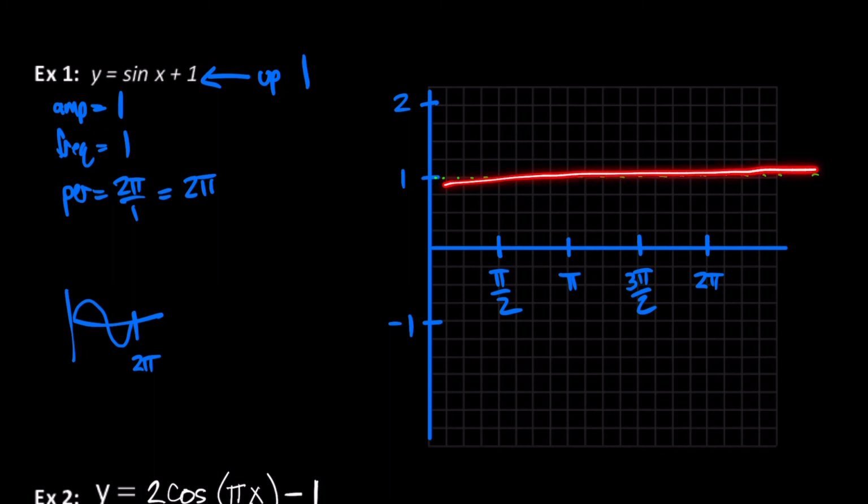This now represents this. So normally I would start here at the origin, but I've shifted that up, so that'll be at that point. Then I go to the maximum. Since my amplitude is 1, I go from 1 to 2. Then back to your midline. Then to your low point, which is 1 below the midline. Back to your midline. Concave down, followed by concave up. And there's a quick graph of y equals sine x plus 1.